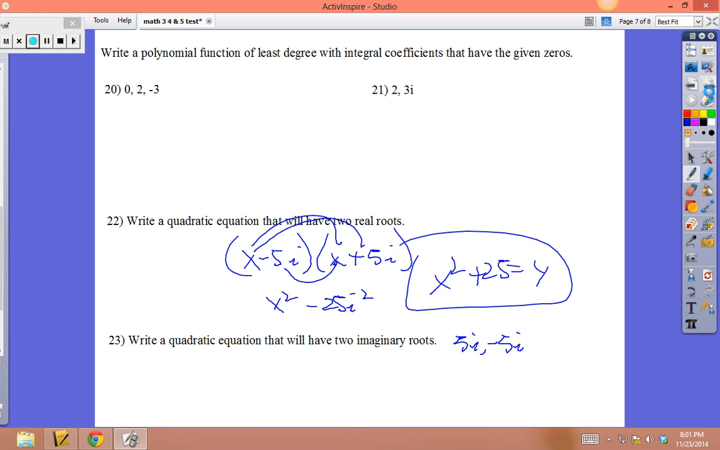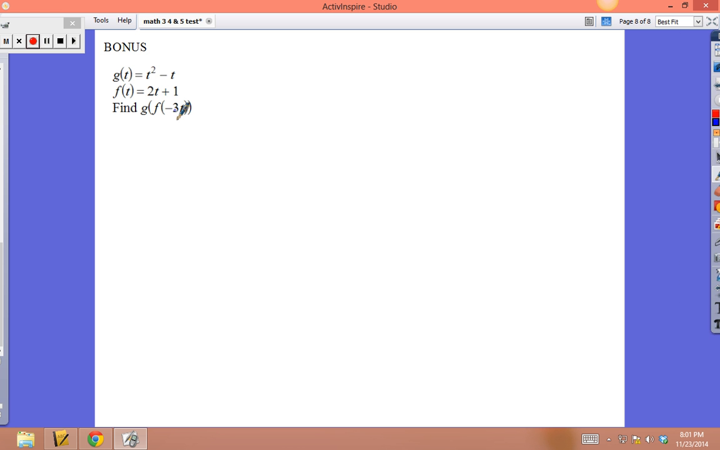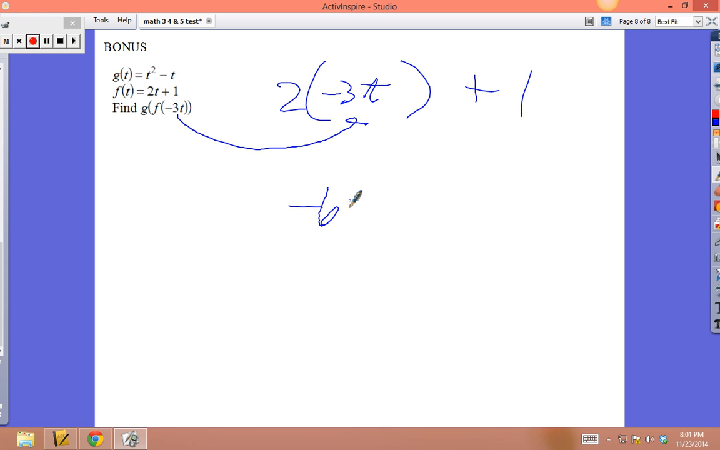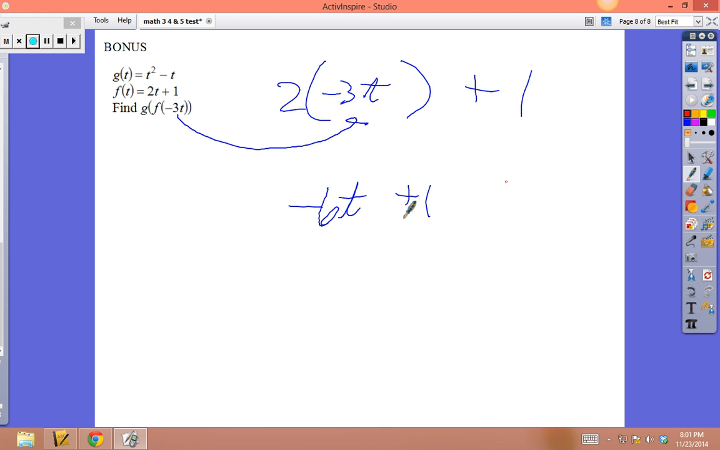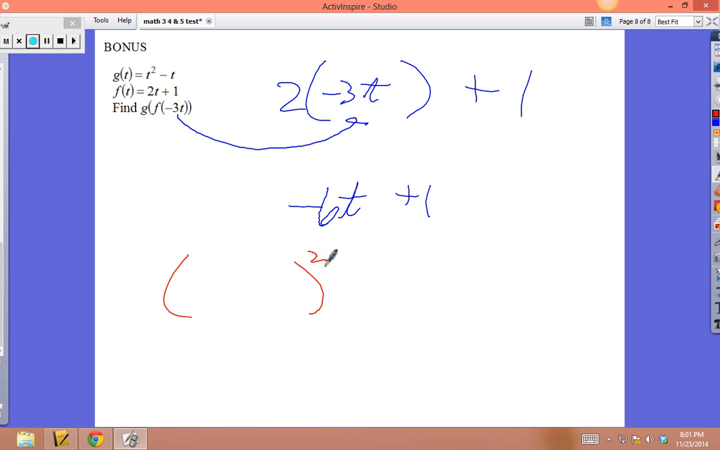Okay, the bonus is a composition, but they don't want you to plug in a number, they want you to plug in an expression. So plug this into f first. Okay, f says whatever you plug in times it by 2, then plus 1. So if I plug in a negative 3t, I'm going to times it by 2, which is going to give me a negative 6t plus 1. Okay, now I have to plug that into g, and g says whatever you plug in, you got to square it and then subtract it.